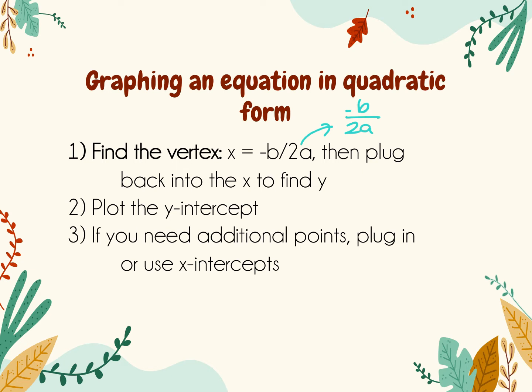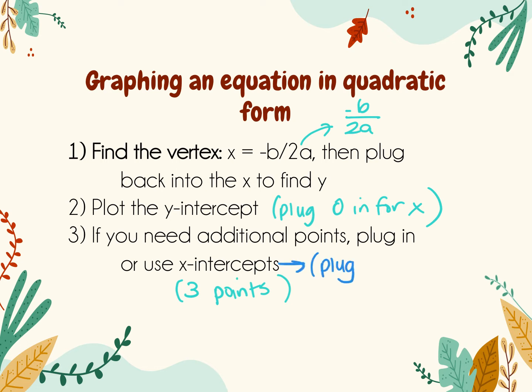Then you're going to plot that. You're going to plot the y-intercept by plugging 0 in for x. And then you're going to plot any additional points that you might need. So we're going to say you need 3 points at the minimum to draw your graph. One should be the vertex, one point should be to the left of the vertex, and one point should be to the right of the vertex. You can also use the x-intercepts, which would be making the y 0.